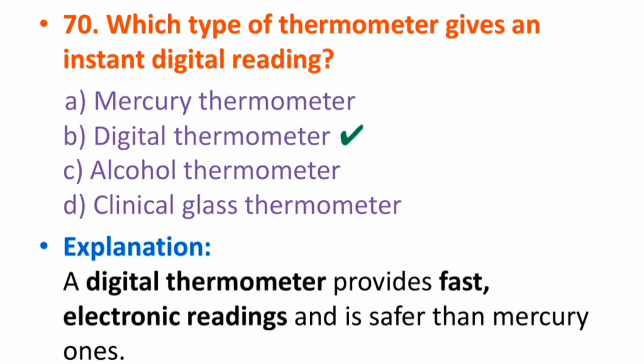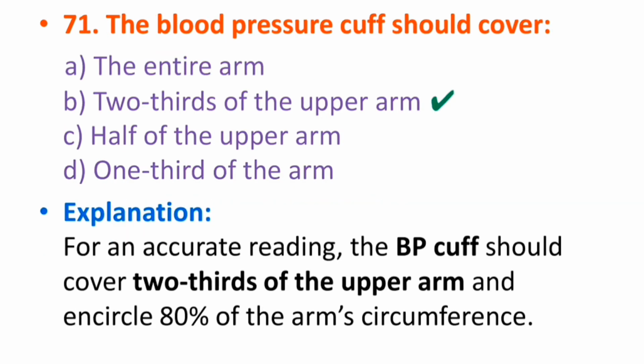Which type of thermometer gives an instant digital reading? Option A, mercury thermometer. Option B, digital thermometer. Option C, alcohol thermometer. Option D, clinical glass thermometer. The correct answer is option B, digital thermometer. A digital thermometer provides fast electronic readings and is safer than mercury ones.